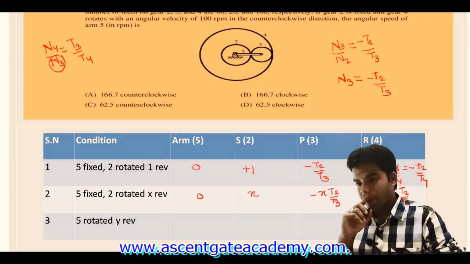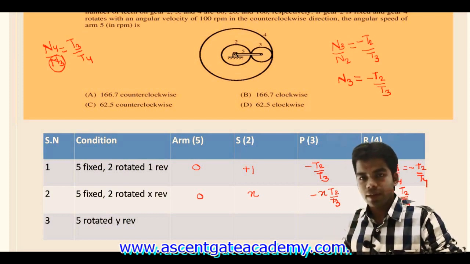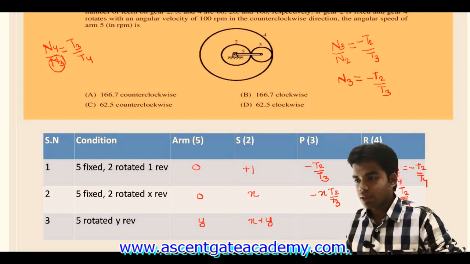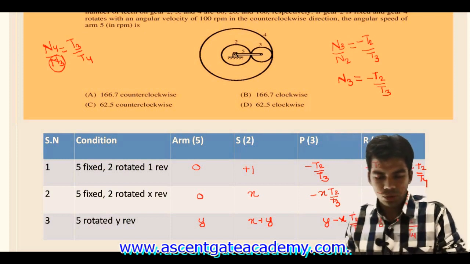Now if the arm itself is rotated by y revolution, the speed of arm will be y, the sun gear will be having x plus y, the speed of the arm being added into this. Planet gear 3 will be having y minus x into T2 by T3. Okay, and the ring gear will be having what? y minus x into T2 by T4. Getting this? Now just go to the question.